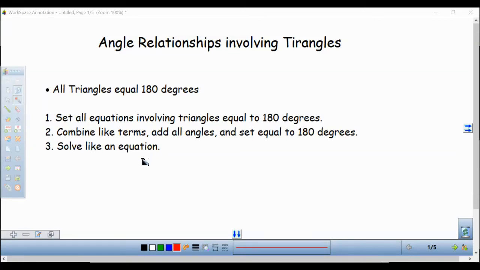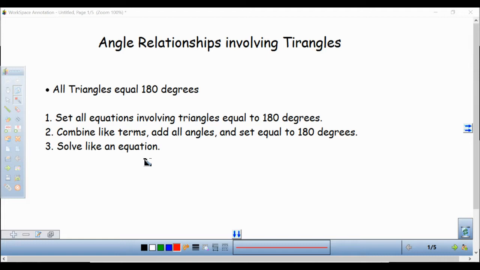Hey guys. So today we are going to learn about angle relationships involving triangles. What that means is you will see a triangle and you will have to find either the measurement of one of the degrees of the angles of the triangle or find out what x is. We're going to go over what that looks like here in a few. We've got four example problems.